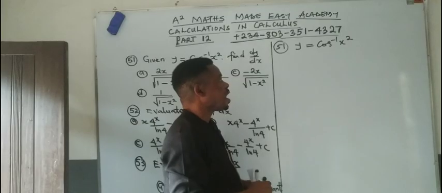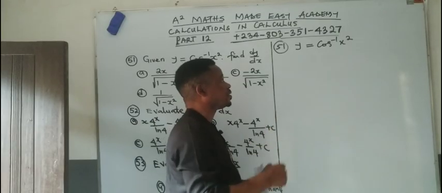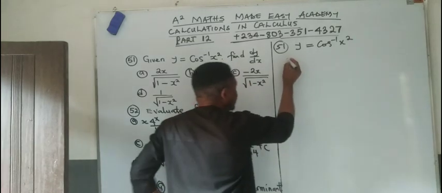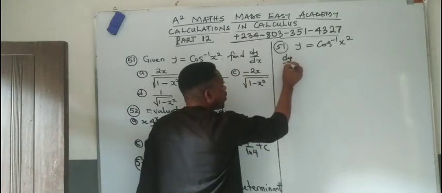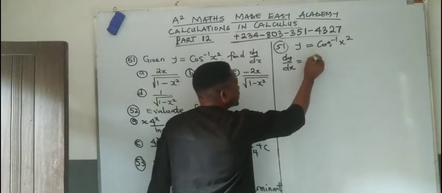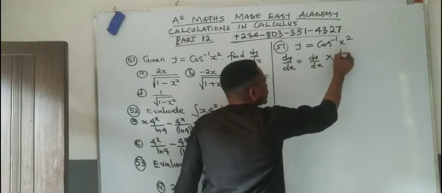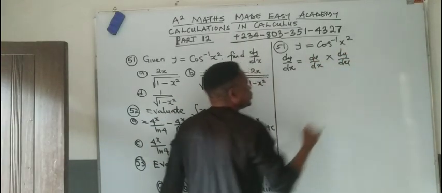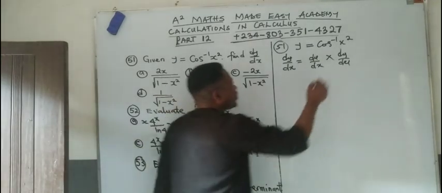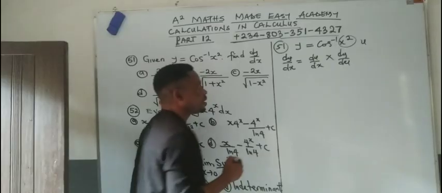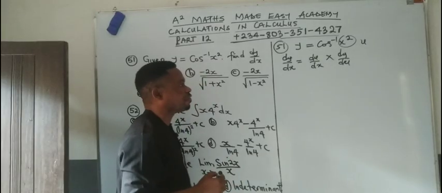So I want to now use differentiation by chain rule. Do you remember the chain rule? Oh yes, what is chain rule? dy over dx is equal to du over dx times dy over du. Are you with me? Now, this particular x squared is considered as u. Can we find the value of u now?